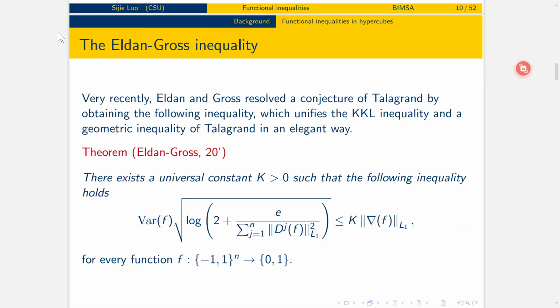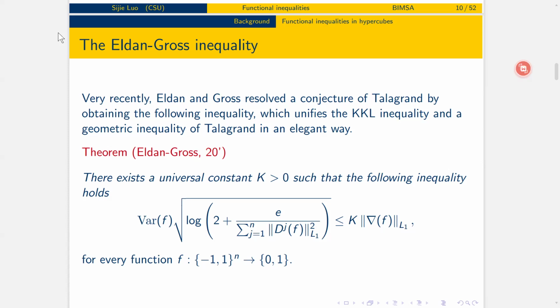This one is important in Boolean analysis, well known, and has many uses. Okay, and the next question: in 1994, another result from Talagrand proved some kind of isoperimetric inequality in his research on functions on the Boolean cube. This led him to conjecture there is an inequality that can unify his isoperimetric inequality and the KKL inequality in an elegant way. And this conjecture was resolved by Eldan-Gross in 2020. They proved the following result.